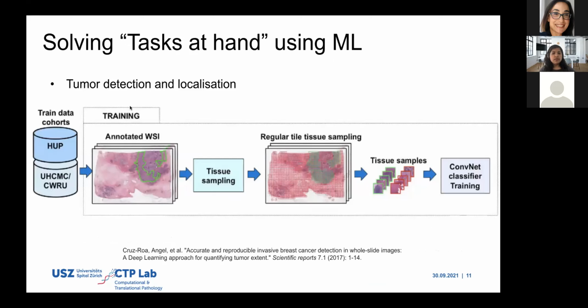Another example is tumor detection and localization. So for example, what we have is these whole slide images, right? And then we have annotations from a pathologist of specific regions that are tumorous. And as I mentioned, these images can be large, so we subsample them or tile them. The tiles that come from these tumor regions are labeled as tumor, and the rest are non-tumorous. And then we use CNNs, convolutional neural networks, and we can train a model that tries to distinguish between the tumor and the normal sample.